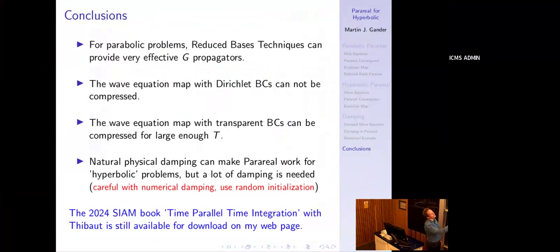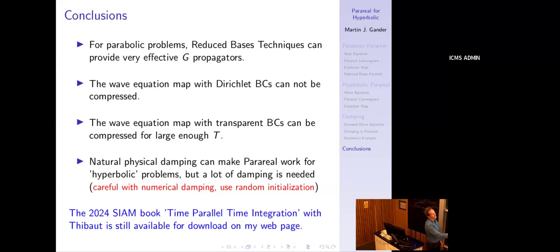For the wave equation, for the hyperbolic map, it cannot be compressed. You can reduce basis, but you need all modes. Otherwise, it's not going to work. Transparent boundary conditions are great. They make the wave equation forget everything. So you can do Parareal with a very simple coarse propagator. It's going to work if the time interval is long enough.